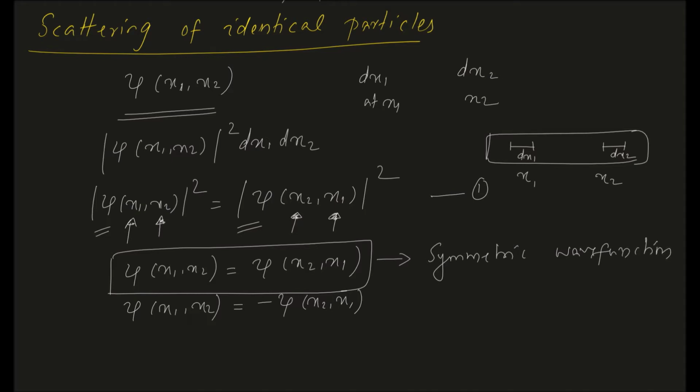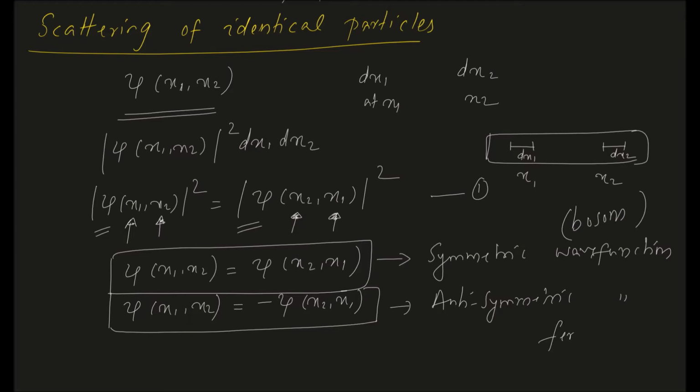So this is a symmetric wave function. Whereas in the second case, when you interchange the position of the particles, the sign of the wave function gets changed. Such wave functions are called antisymmetric wave functions. The particles with symmetric wave functions are usually called bosons, and the particles with antisymmetric wave functions are usually called fermions.